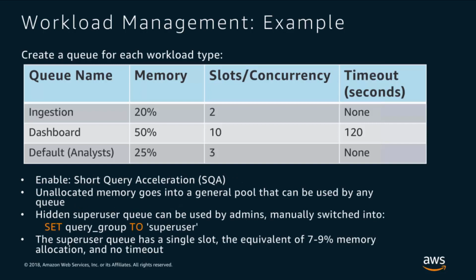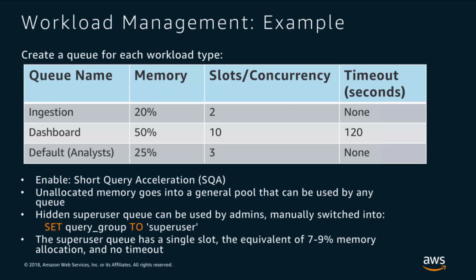How I would recommend setting up a WLM configuration for that example is having a single queue for ingestion, and maybe setting 20% of memory to that queue, and having 2 slots. What that means is that each of the queries that are going to be loading data in this example would get 10% of the cluster's memory.